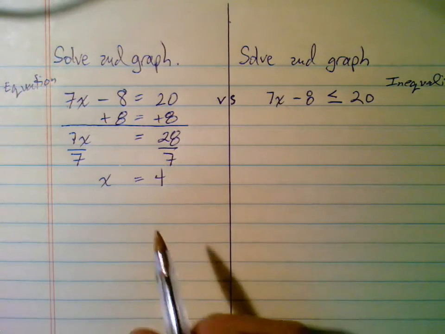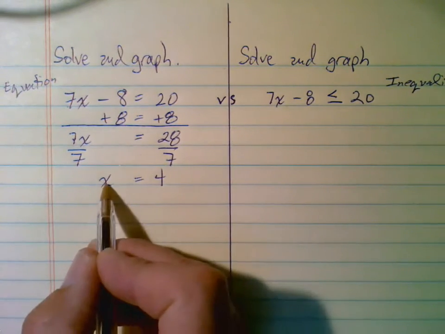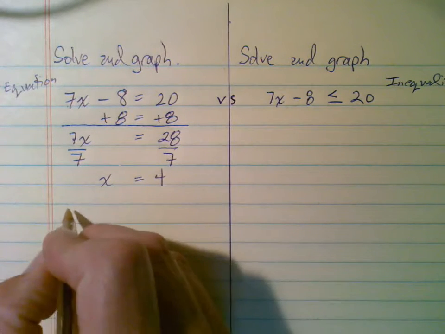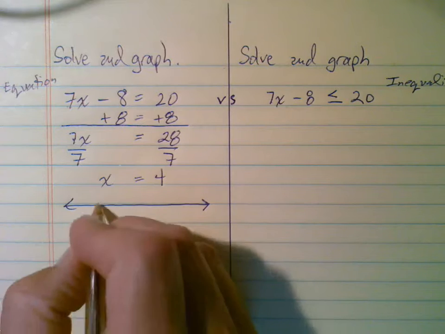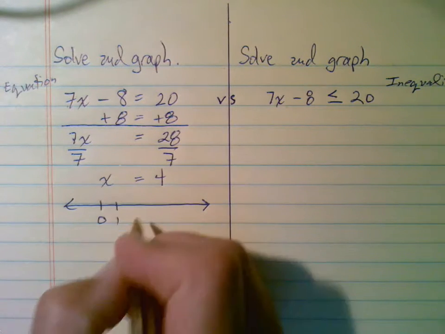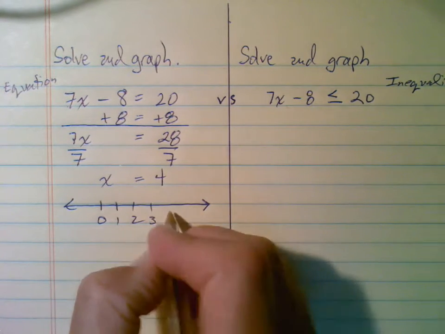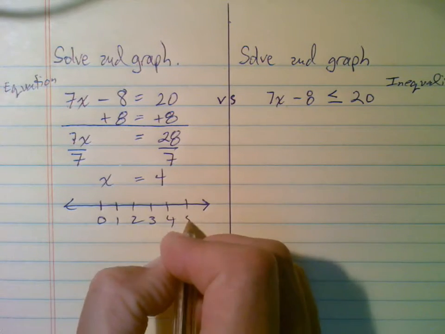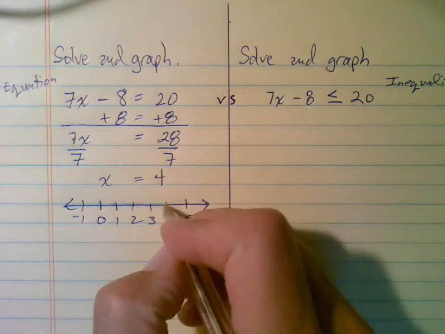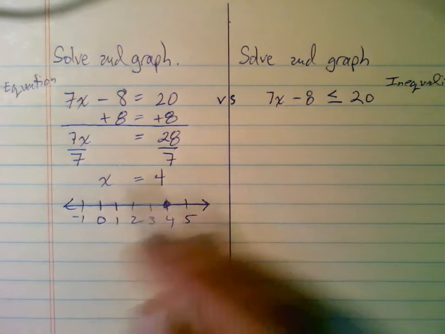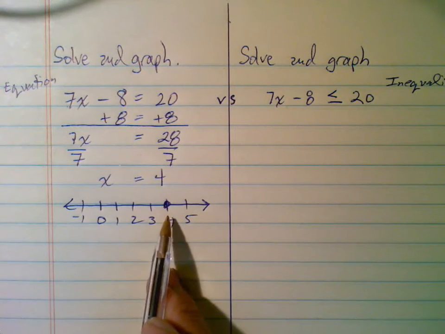But what would this graph look like? Well, this is saying that there's one answer, and that one answer is at 4. So there's really not much to this graph. Here's a number line. Here's my one answer at 4. There's the answer. x can be 4. So it equals 4, and I put a nice dot right at 4.